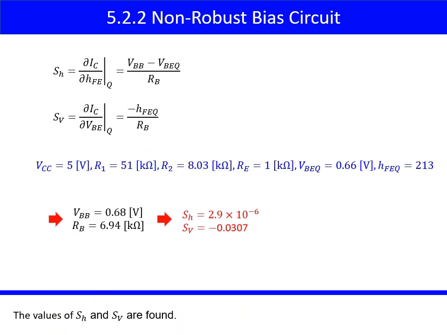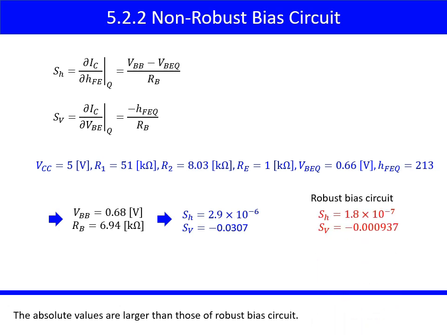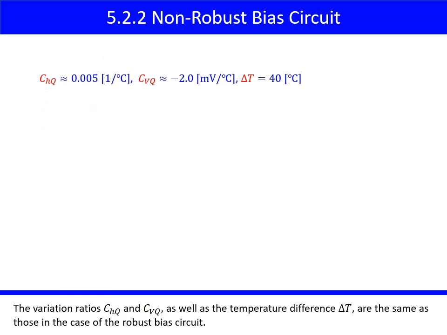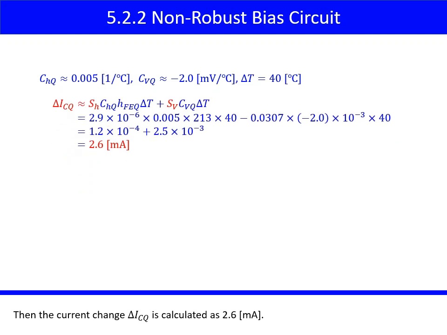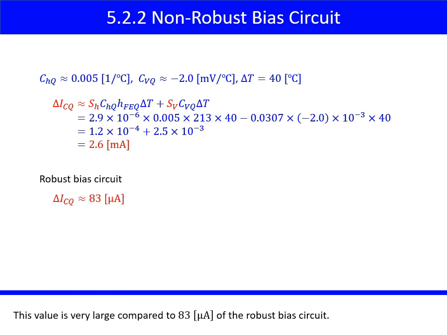The values of SH and SV are found. The absolute values are larger than those of the robust bias circuit. The variation ratios CHQ and CVQ, as well as the temperature difference delta T, are the same as those in the case of the robust bias circuit. Then the current change delta ICQ is calculated as 2.6 milliamps. This value is very large compared to 83 microamps of the robust bias circuit.